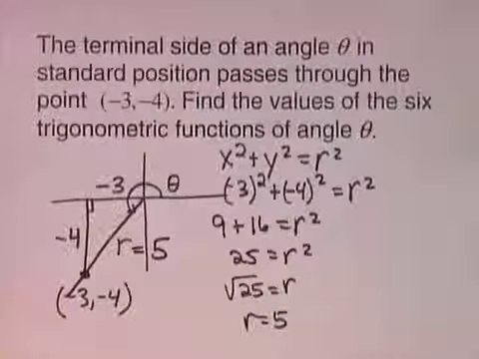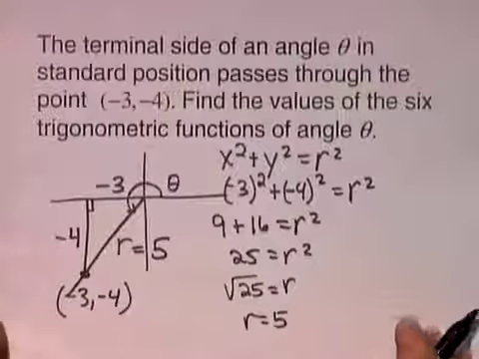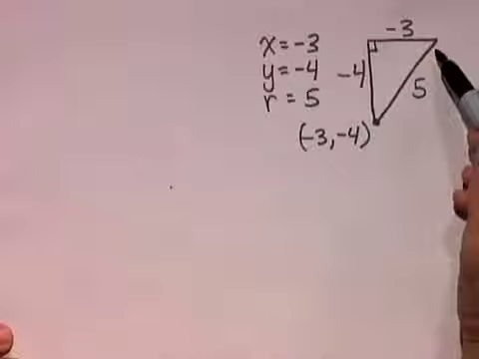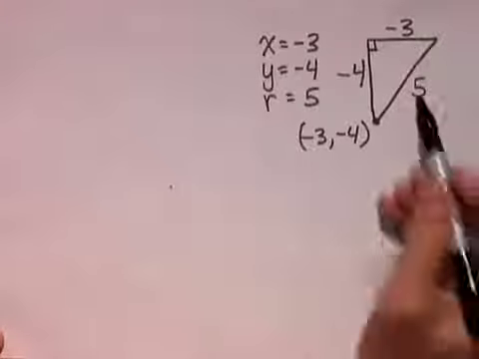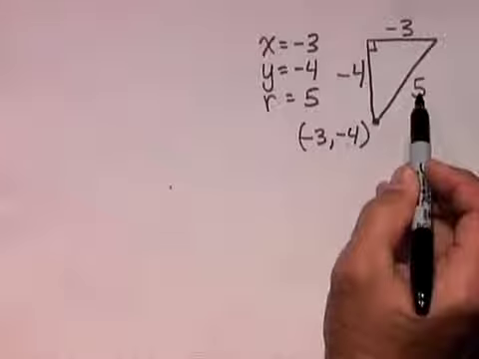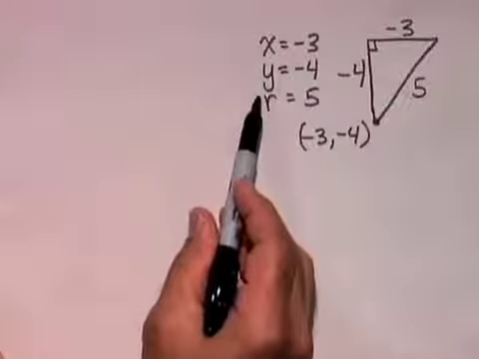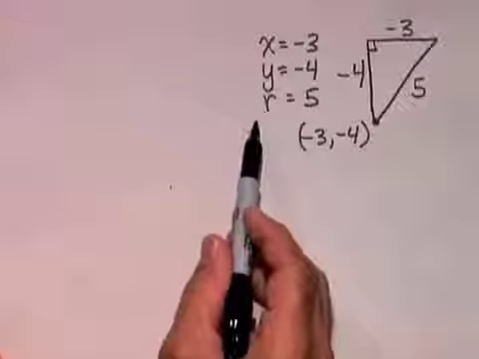Now we can find the values of the 6 trigonometric functions, which we'll do here. I've drawn at least a cutout version of the triangle so that we have our sides, including the hypotenuse, our value of x, -3, y is -4, and r is 5.